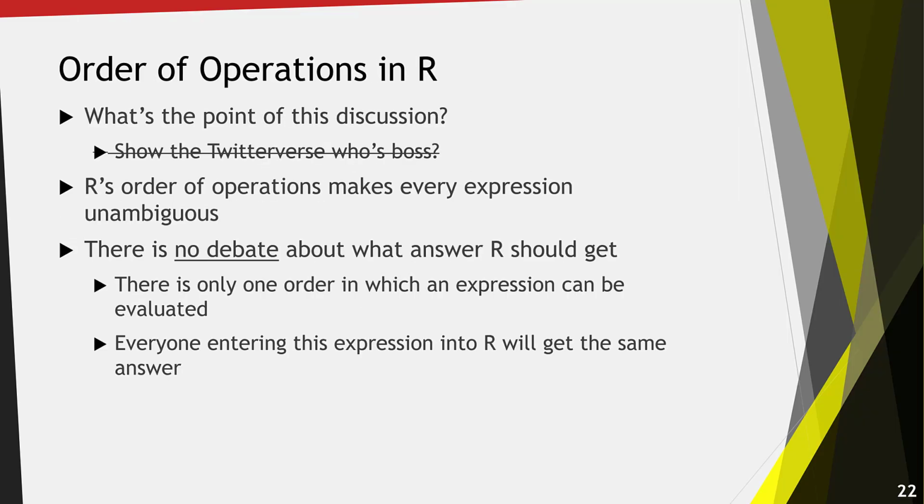But what's the point of this discussion? Is it just because I want to show the Twitterverse who's boss? I really want to drive home the point that R's order of operations make every expression unambiguous. The reason this was such a big internet sensation is people didn't know how to evaluate. There was ambiguity in how you should evaluate the division sign and the parentheses. That led people to different answers. However, when you type expressions in R, there's no debate about what answer R should get. There's only one order in which the expression can be evaluated, and everyone entering the same expression into R will get the exact same answer. This is very important for reproducibility.